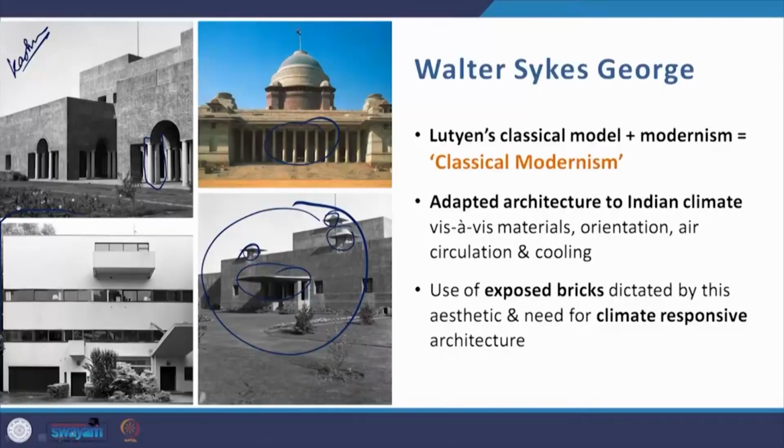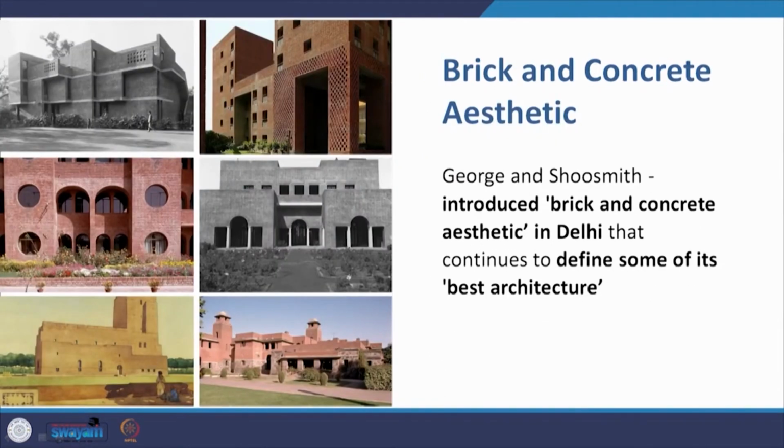So this is again a merger of the modernism or international style, for example in the Villa Stein by Corbusier in Europe, and also the neoclassical form of the Rashtrapati Bhavan by Lutyens, merged, for example, in the Kashmir House. Now the brick and concrete aesthetic brought to India by George and Shoesmith, when it was introduced by them in Delhi, continued to become the defining feature of some of the best architecture that evolved later.